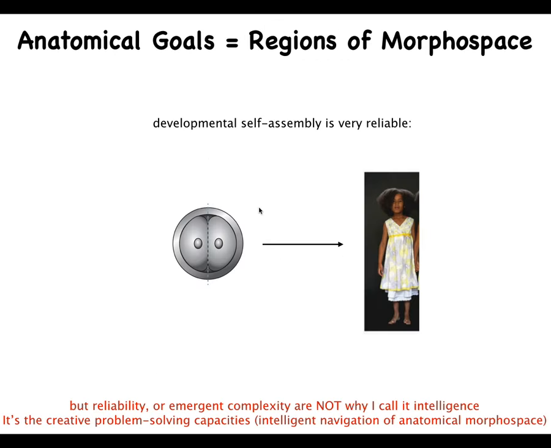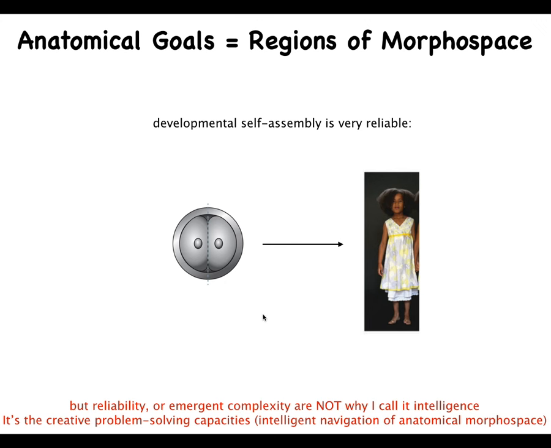Well, the first thing we know about development is that it's reliable. So a human embryo almost always results in exactly the right species-specific target morphology. But the reliability of it and the complexity of the outcome are not why I call it intelligence. This is really important. The intelligence is not merely complexity. It is not merely doing something reliably. All of that can be done mechanically. That is not what I'm talking about. What I'm talking about is the creative problem solving.